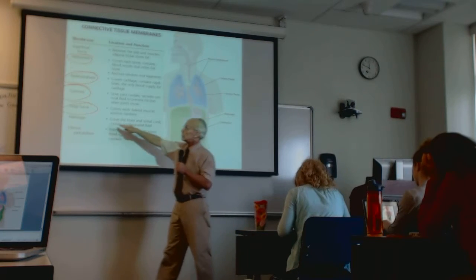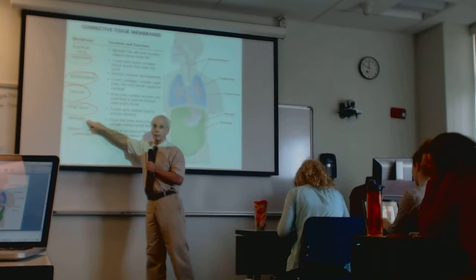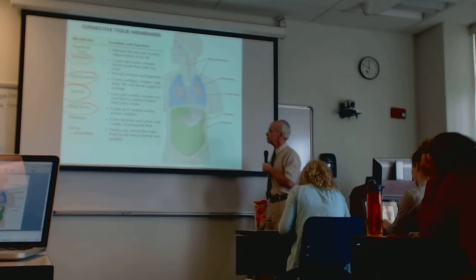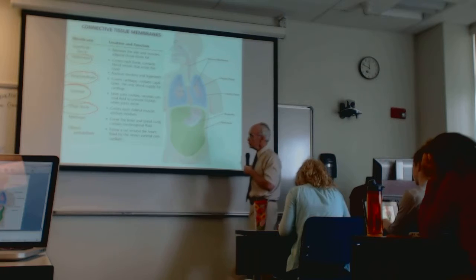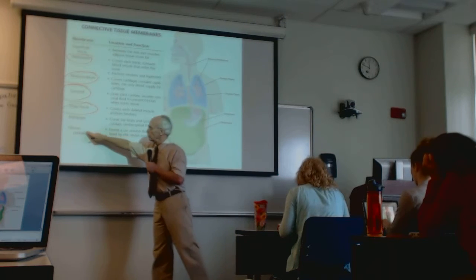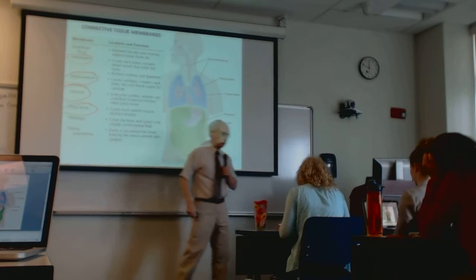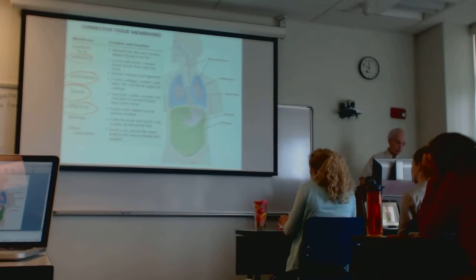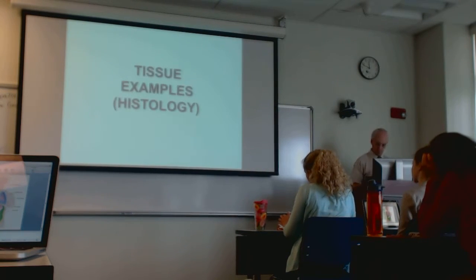You know, the meninges then are those specialized protective layers that protect the central nervous system, both in the brain and the spinal cord. And then when we talk about the thorax, we'll talk about the fibrous and serous pericardium. All of these are connective tissue membranes.